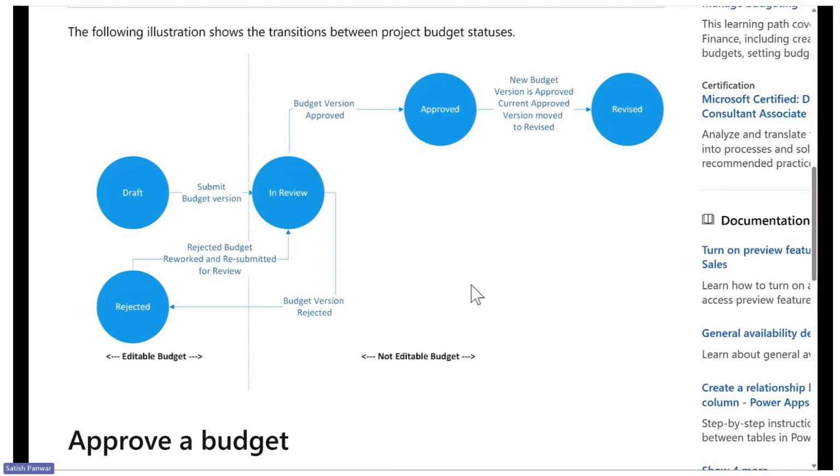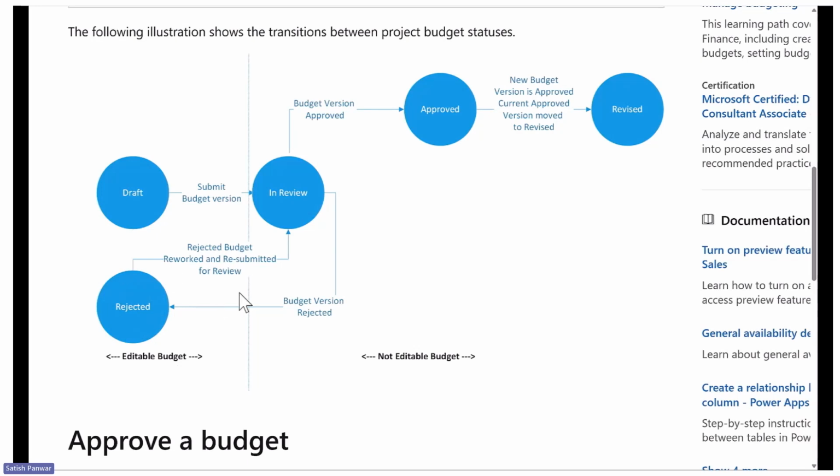Once a budget is created for a particular version, it stays in a draft state. Once you submit the budget, it will move to an in review state. This is the state where a budget can be approved or rejected. In a case where a budget is rejected, the project manager will have an opportunity to edit the budget again, rework on it, and resubmit for a review.